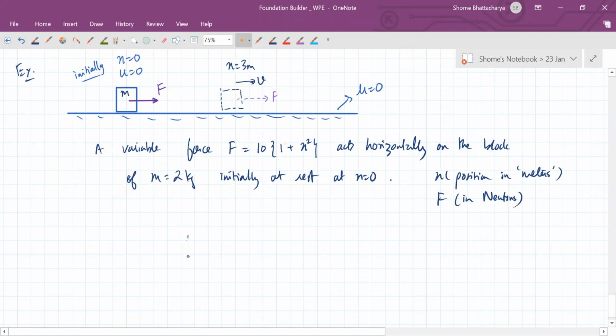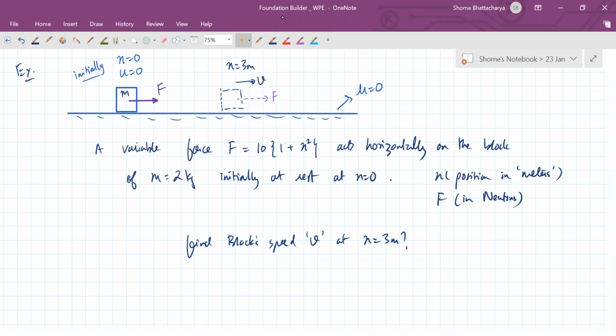So we want to find the block speed v at x equal to 3 meters. By the time it reaches 3 meters, how much is the speed of the block? This is what we want to calculate over here. So just try this out, people.